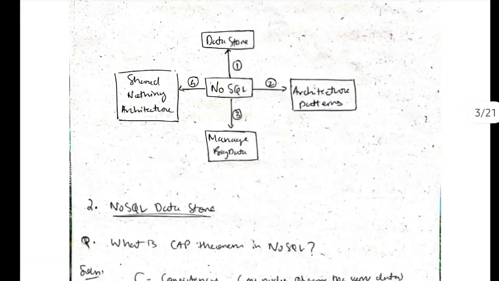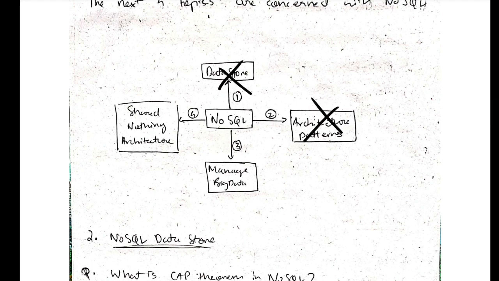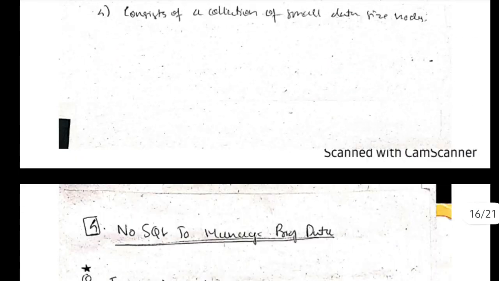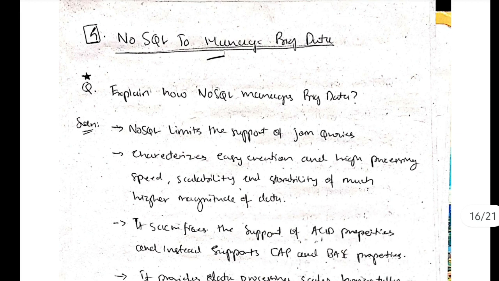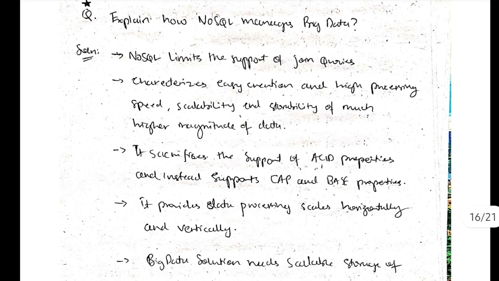Okay, so here's the visual representation. We are done with this one and this one. Now we are left with managing big data and shared nothing architecture. So what do you mean by managing big data? If you have big data, you want to what? Manage it, right? That's what is called managing big data. Pretty simple, isn't it? Now how do you manage the big data? Listen carefully. If you want to manage the big data, NoSQL is the best way you can manage it. But not all big data can be managed using NoSQL.